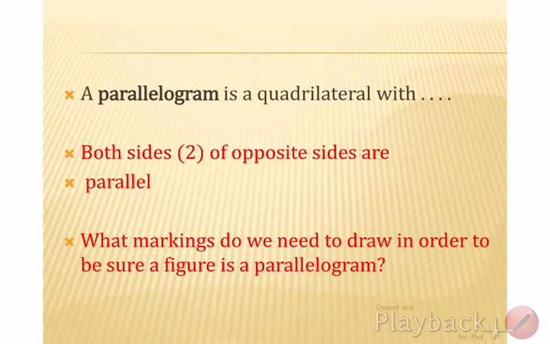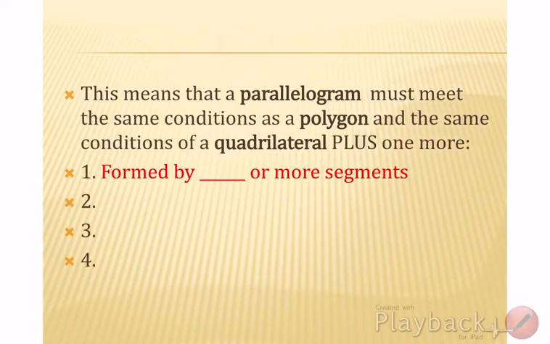A parallelogram is a quadrilateral with both pairs of opposite sides parallel. So what markings do we need to draw in order to be sure that a figure is a parallelogram? This means that a parallelogram must meet the same conditions as a polygon and the same conditions of a quadrilateral, plus 1 more.